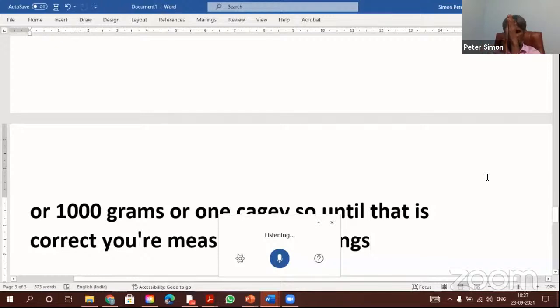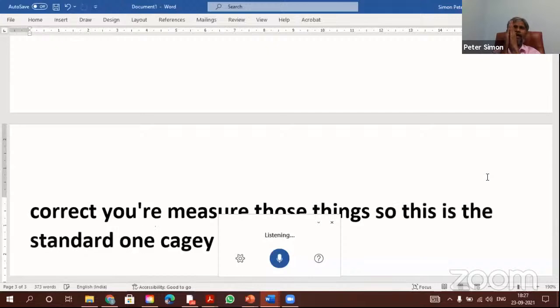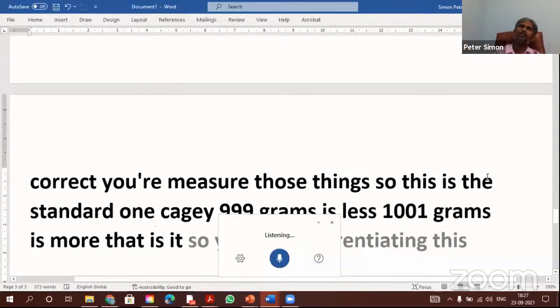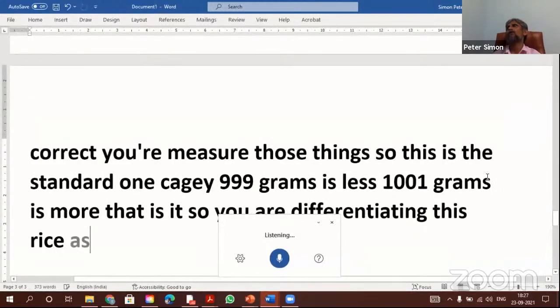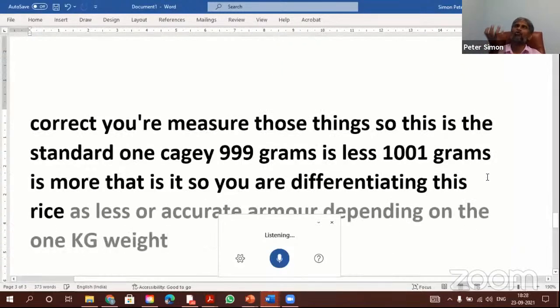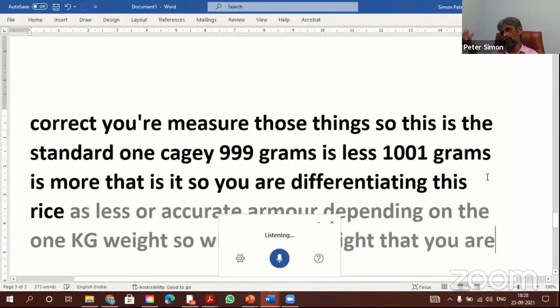So this is the standard 1 kg. 999 grams is less. 1001 grams is more. That's it. So you are differentiating this rice as less or accurate or more depending on the 1 kg weight. So what is the weight that you are using is important.